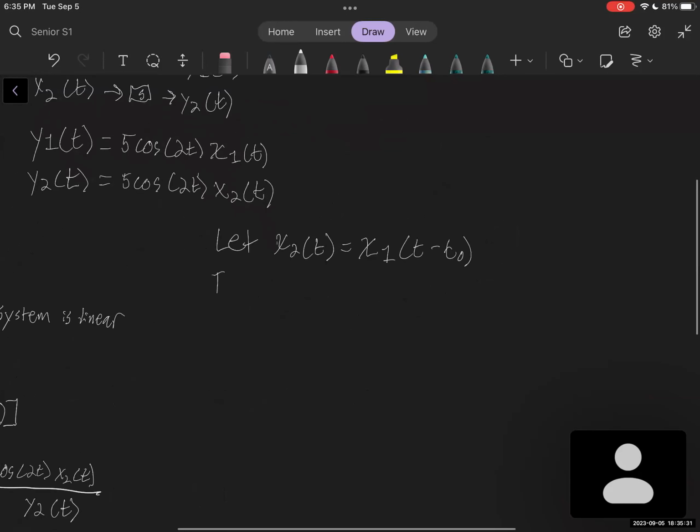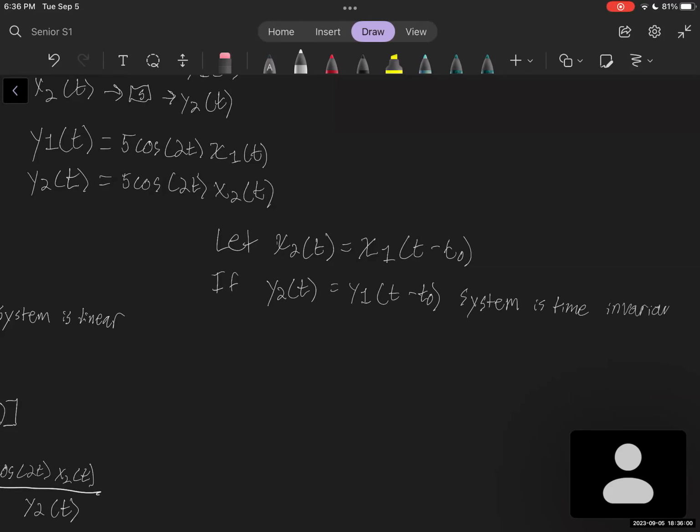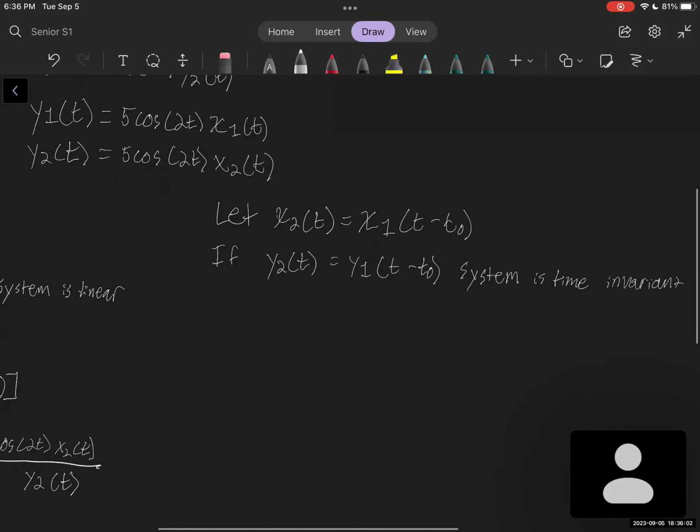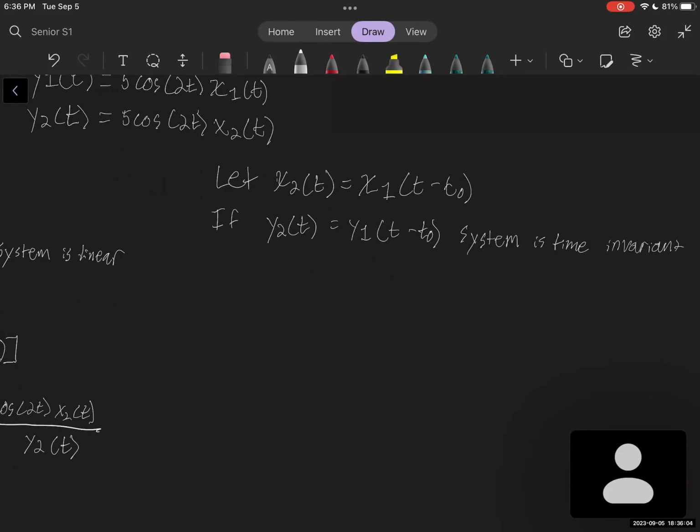And we're going to say if our output for y2 of t is equivalent to the shifted output of y1 of t, so y1 of t minus t naught, then the system is time invariant. So let's set about proving that.